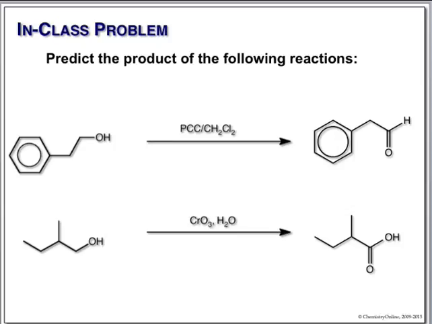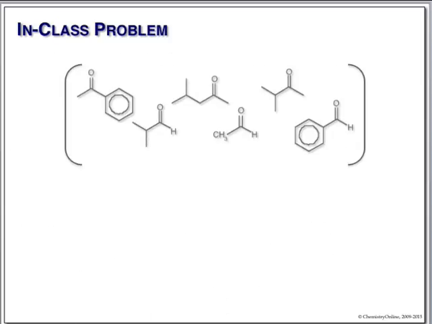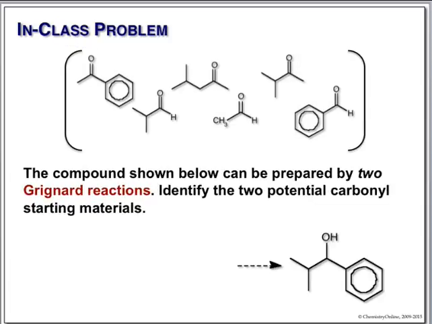All right, remember all the fun we had making ethers with the Williamson ether synthesis. Let's do the same sort of thing here with a Grignard reaction. In this type of problem, I give you an assortment of starting materials, and I simply want you to identify 2 potential carbonyl starting materials and 2 Grignard reagents that you could use to make this compound.